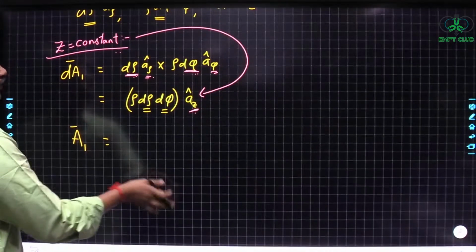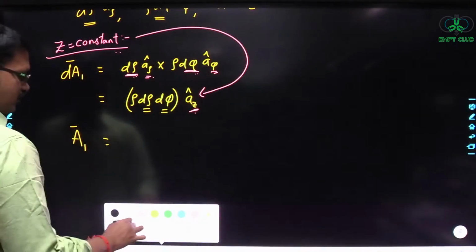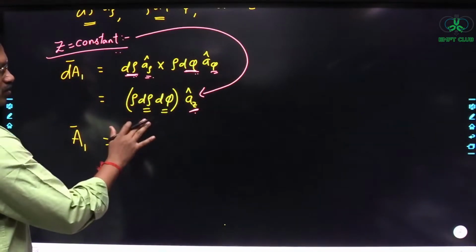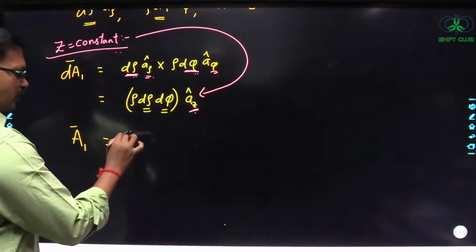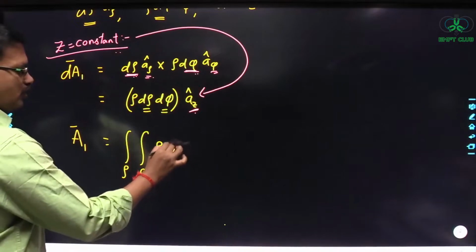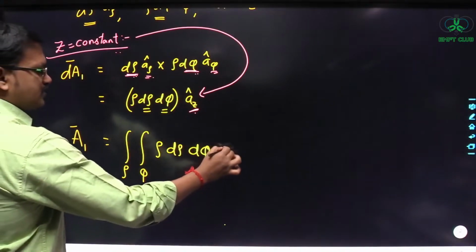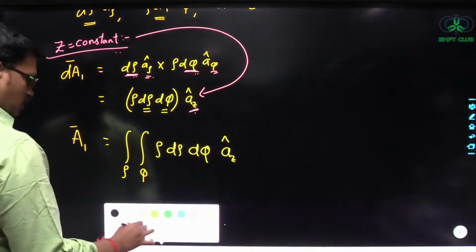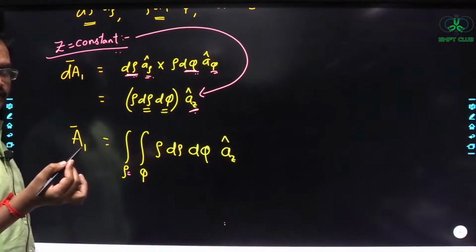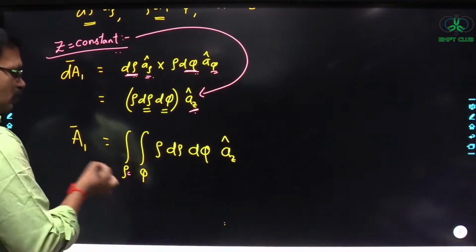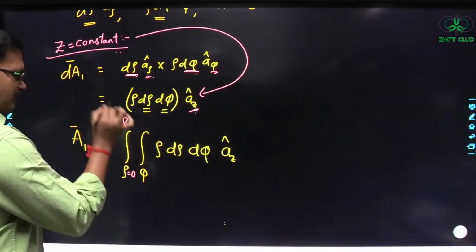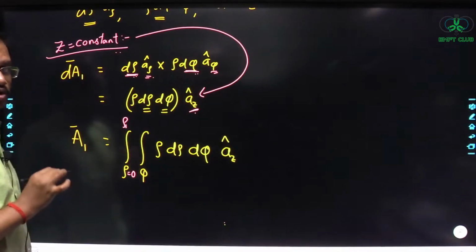Now we do it mathematically. If you want the total surface area, what do you have to do? Here the variables are rho and phi. So integrate with respect to rho and integrate with respect to phi: rho d rho d phi a_z cap. Let us say the range of rho is from 0 to infinity. I am limiting the rho range here, that is, I am considering rho varying from 0 to rho 1, right?